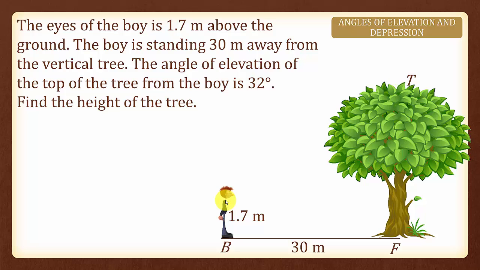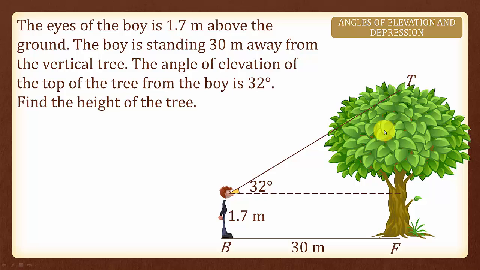And yes, we will first need to identify where is the angle of elevation of the top of the tree from the boy. Since it is from the boy, we will need to draw a horizontal line here. And the angle of elevation will be the angle between the horizontal line and the line of sight from the boy to the top of the tree. And it is given as 32 degrees.